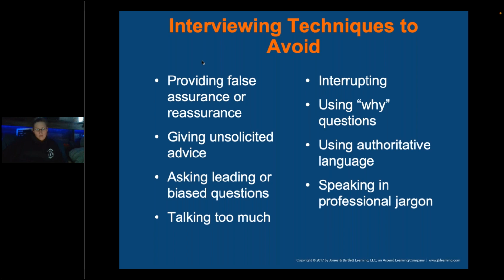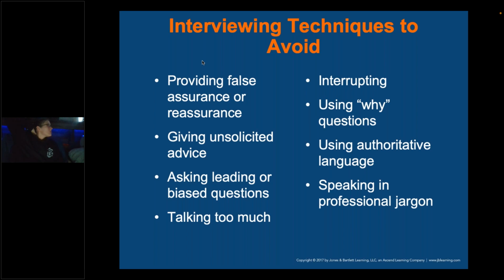Using authoritative language. Now, it says to avoid that technique. Sometimes you have to be authoritative when you start dealing with more of the psychiatric or ETOH patients. But again, be careful how much authority you start pulling because it can really upset somebody.